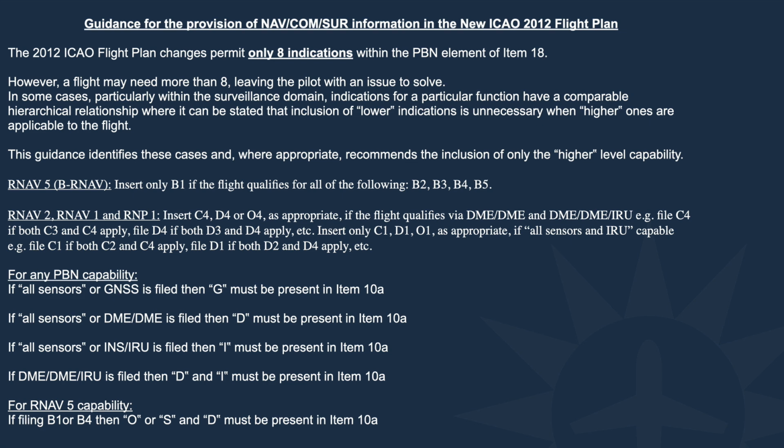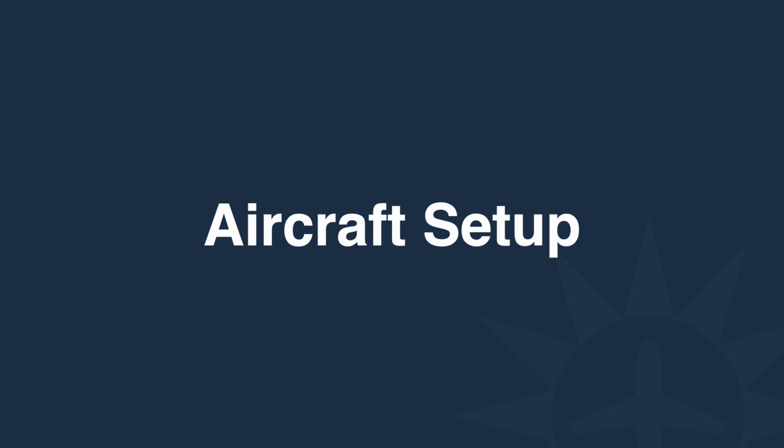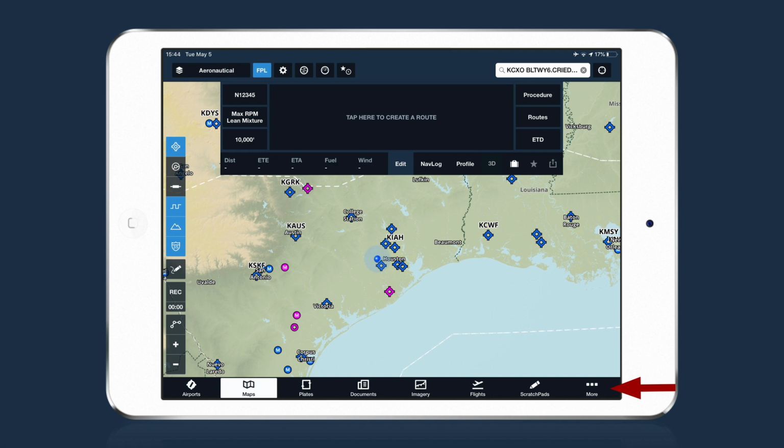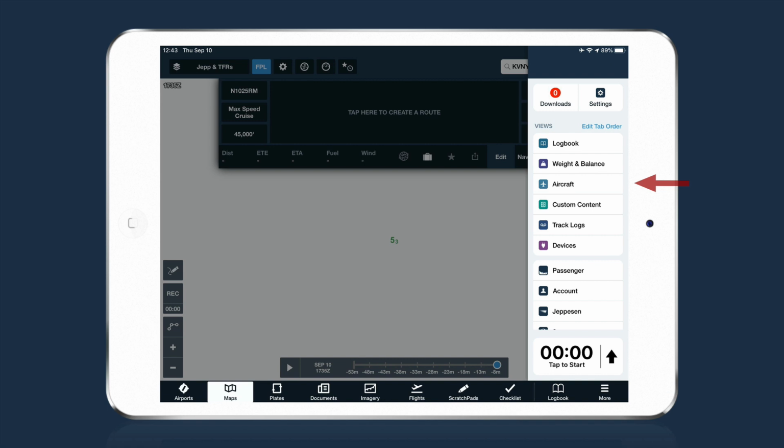Let's get practical here and talk about the aircraft setup. So if we're going to set up our aircraft in ForeFlight, first thing we're going to do is go to the Maps page. We'll select More, down in the bottom right. And if you have one of the most latest versions of ForeFlight, this window will pop up. If you don't, please take a minute and download the latest version of ForeFlight.